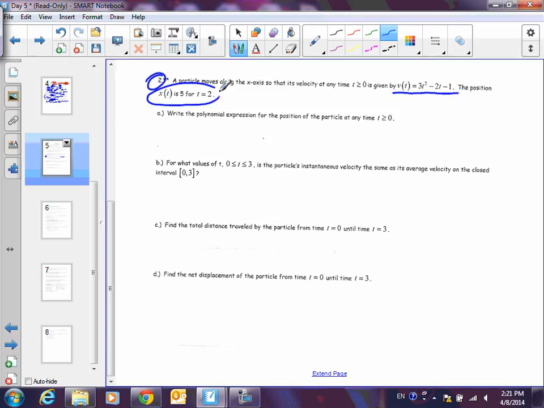Then they give us an initial position. What they're saying is x of 2 equals 5. Let me rewrite that so you can actually read it. It says write the polynomial expression for the position at any time. So what would we do to velocity to get position? We just talked about this. We would integrate. So we are going to integrate, indefinite, 3t squared minus 2t, and you could use your calculator here, but it's really easy to do without. It would be t cubed minus t squared minus t plus c.